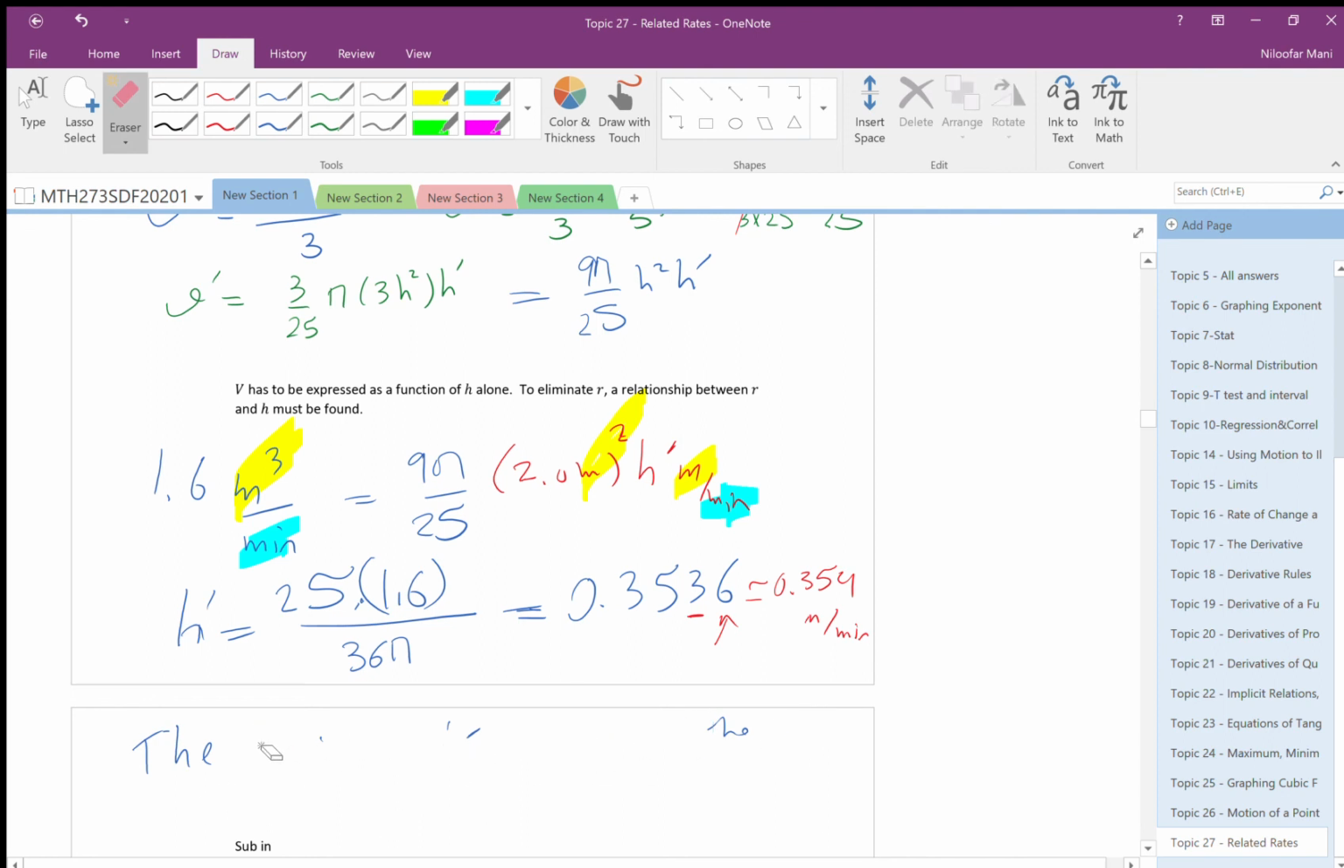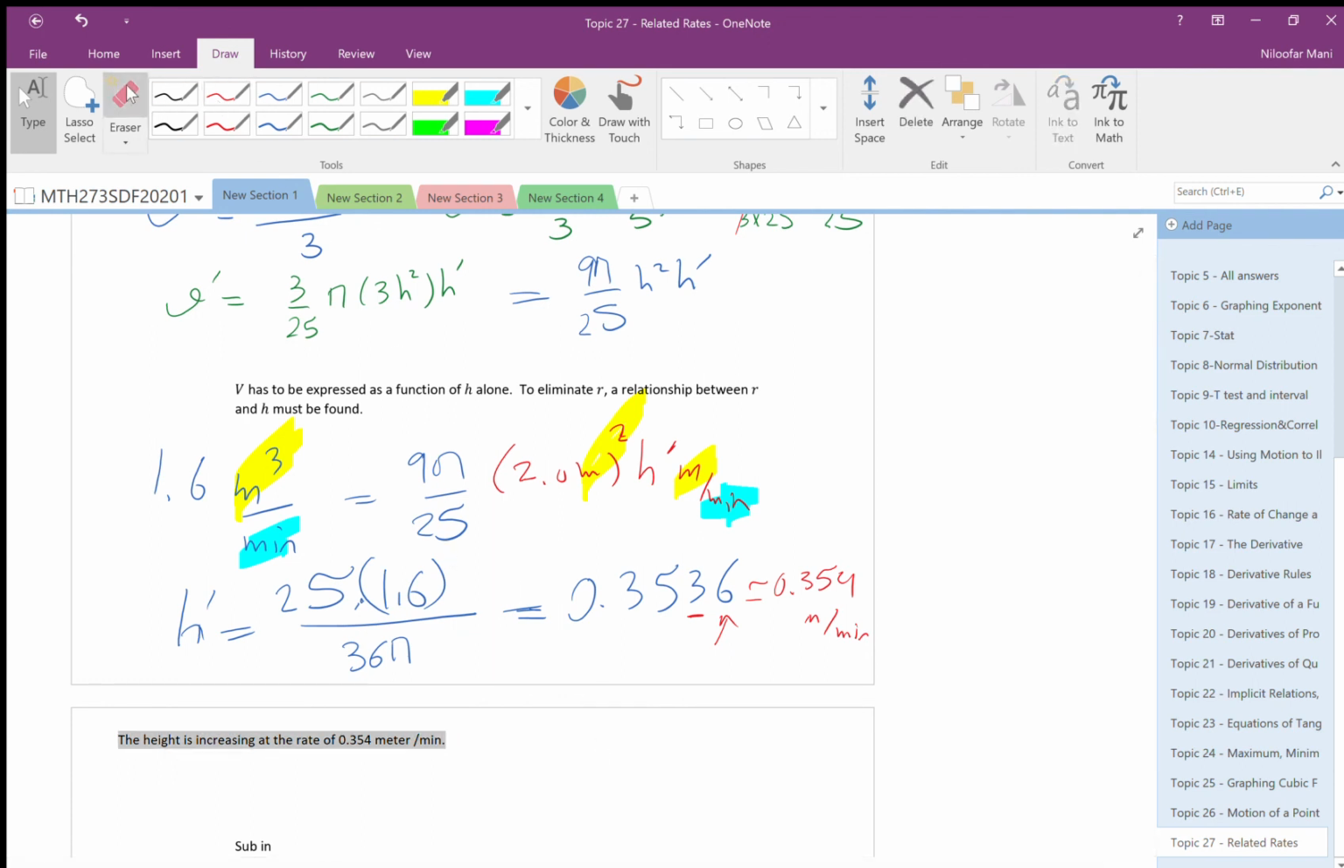Okay, the height is increasing. I can do the sentence in just English. So the height is increasing at the rate of 0.354 meter per minute.